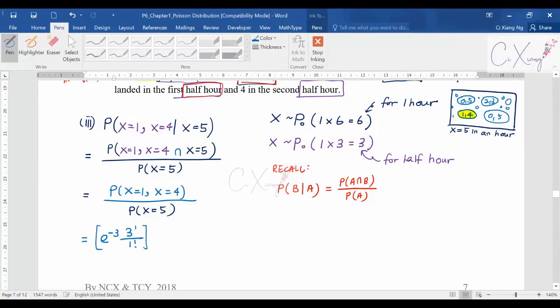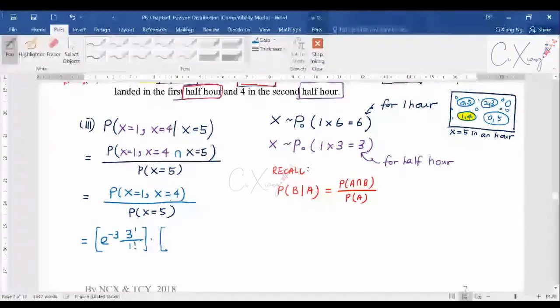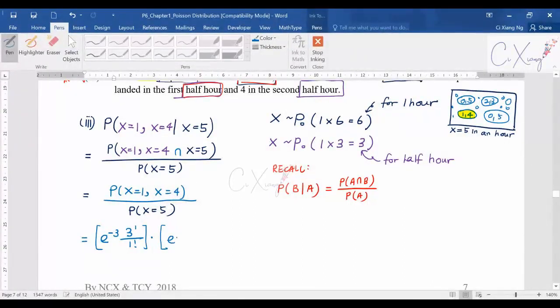And because the X here are independent of each other, for Poisson, one of the conditions is that events occur independently. Therefore, you can straight away multiply them. So for X equals 4, it is e to the power negative 3, 3 to the power 4, divided by 4 factorial. After that we divide by the probability of X equals 5.